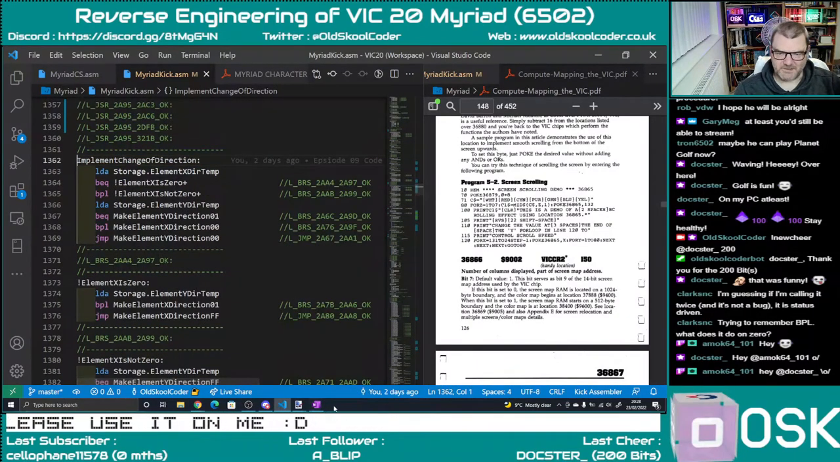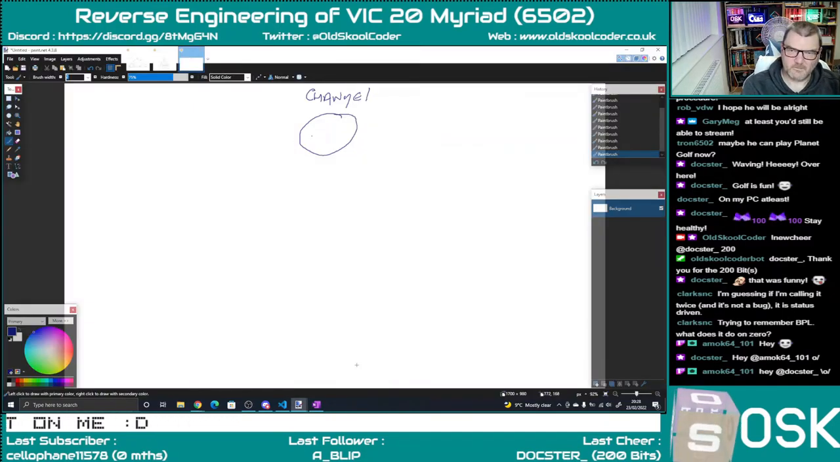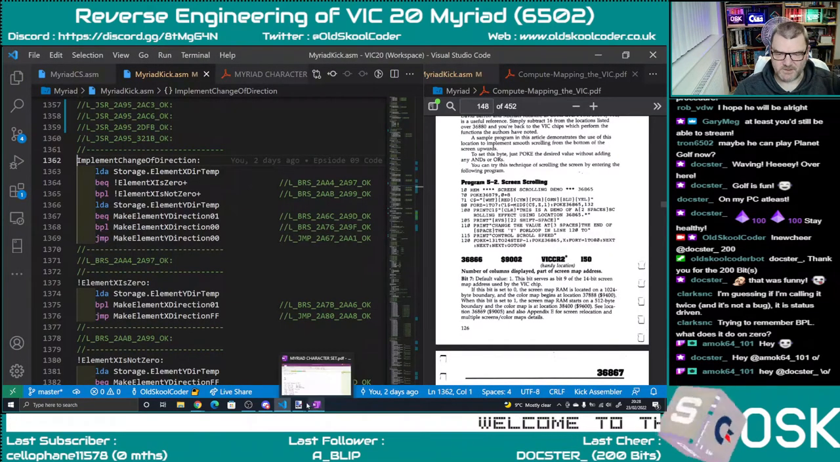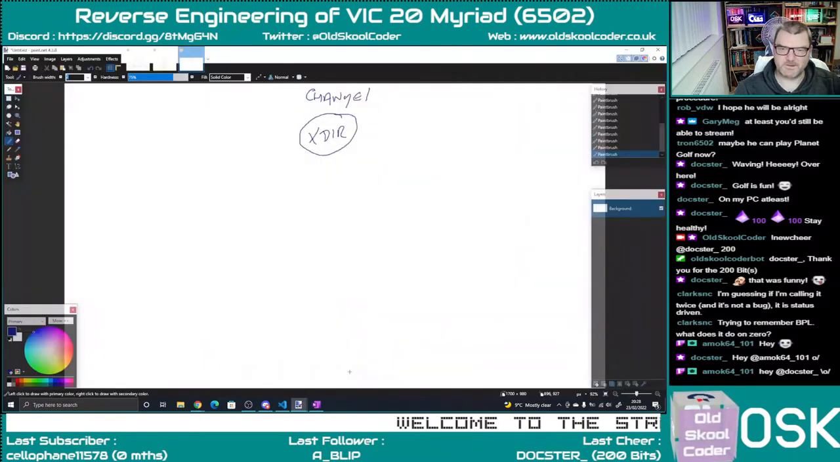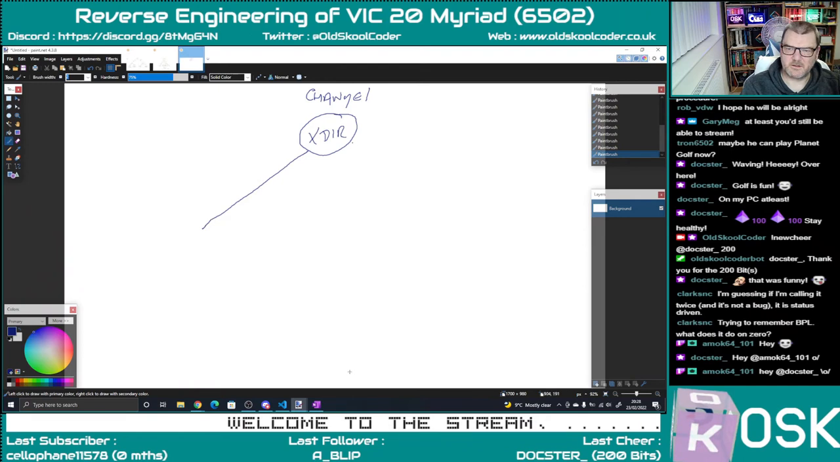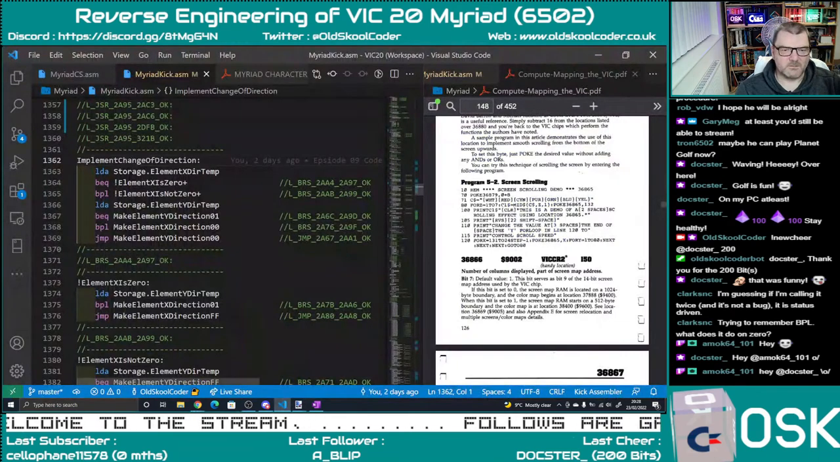So, we're testing X direction. XDIR, and we have 3 outputs. Same thing again, 3 outputs. Let's make the picture a bit bigger. So we have 1, 2, 3 outputs, and we have got branch if equal, branch if plus, and branch if minus.